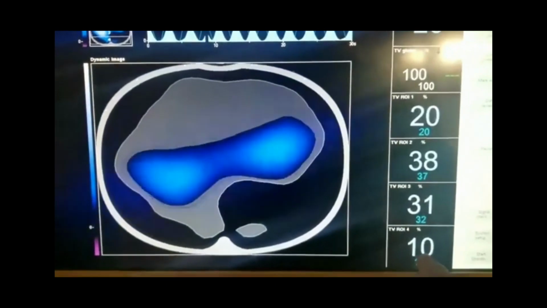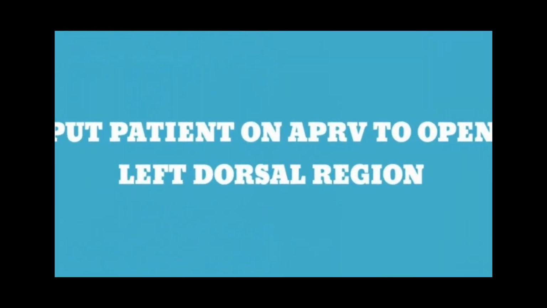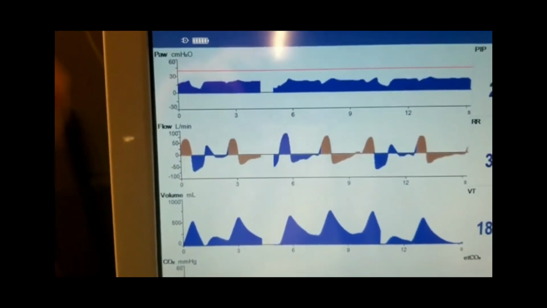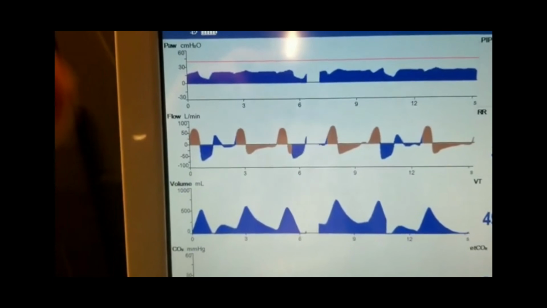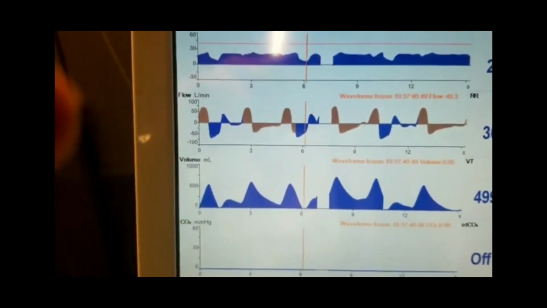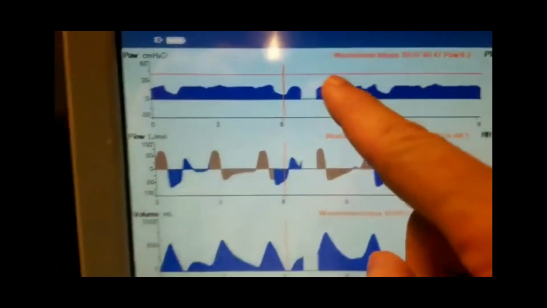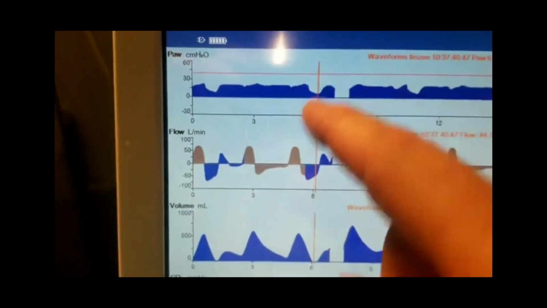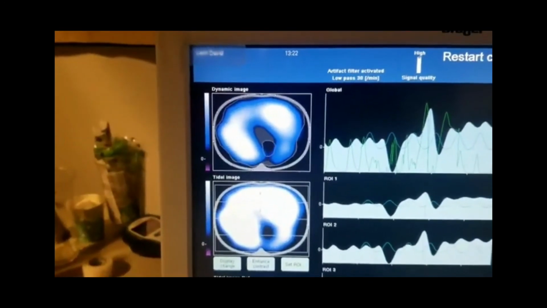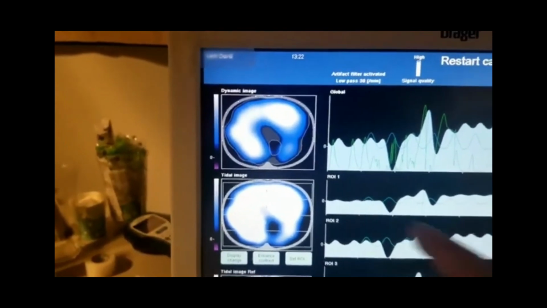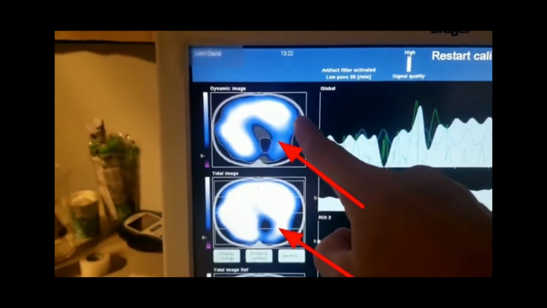So we put the patient on APRV in an attempt to open up the lung. We had some modest settings. The P-high was set at 20. We had an initial T-high, I believe, at 4 seconds. We were using the auto-release option. And this is what the tomography looks like with the APRV. And as you can see, that left dorsal region has completely opened up.